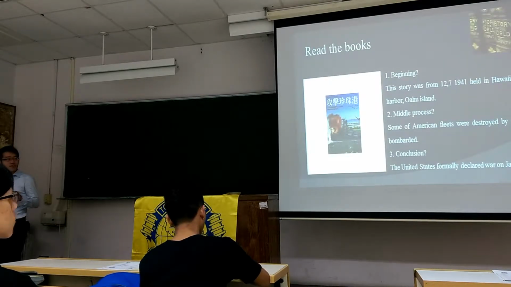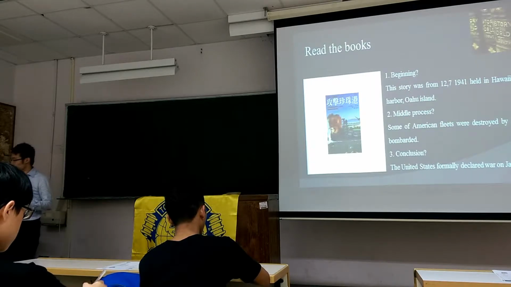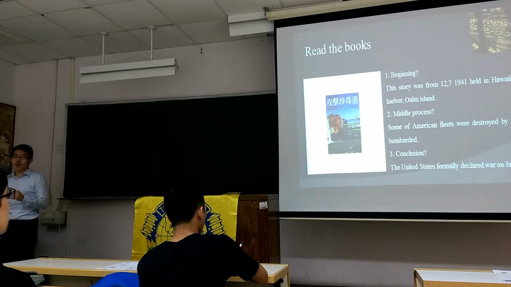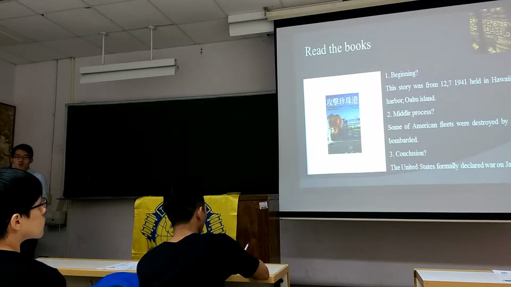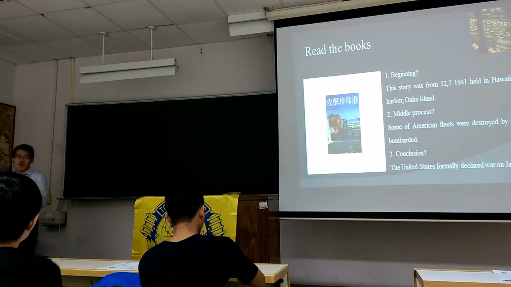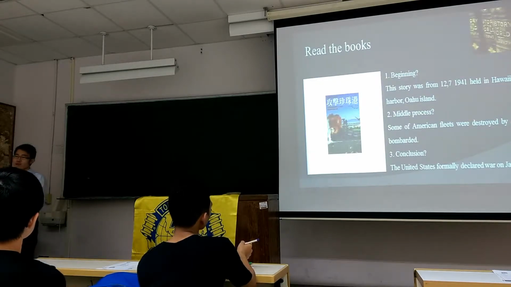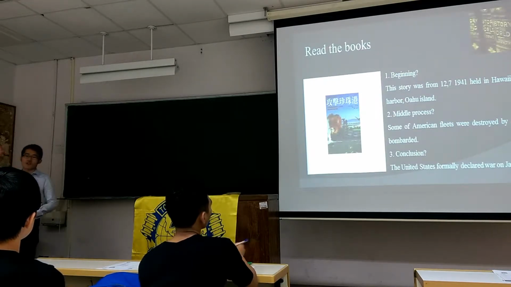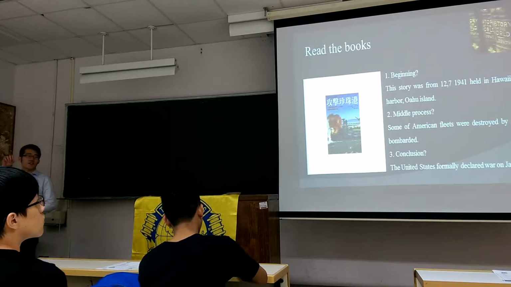The first step is to read the books. Books are always the beginning of learning everything. Learning history is no exception. Why? Because each story has 3 main components: beginning, middle process, and conclusion. And each book has complete records. You can find not only the complete papers inside, but also the photos and nearby sentences.